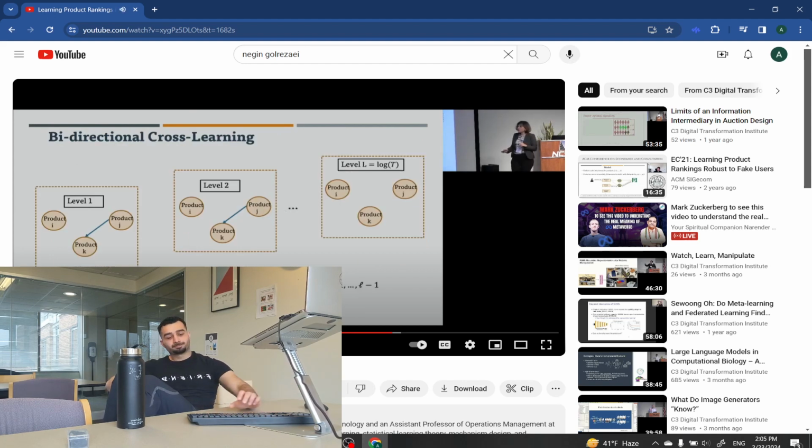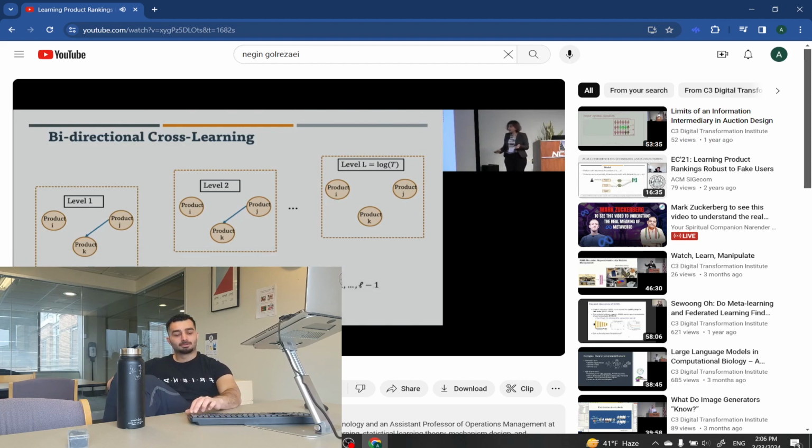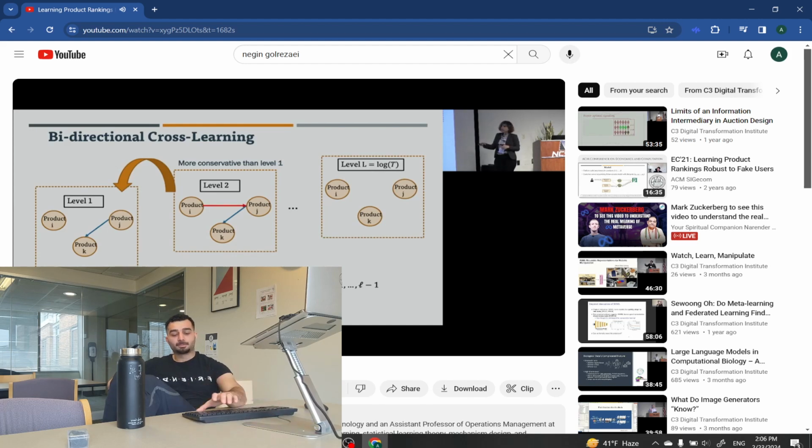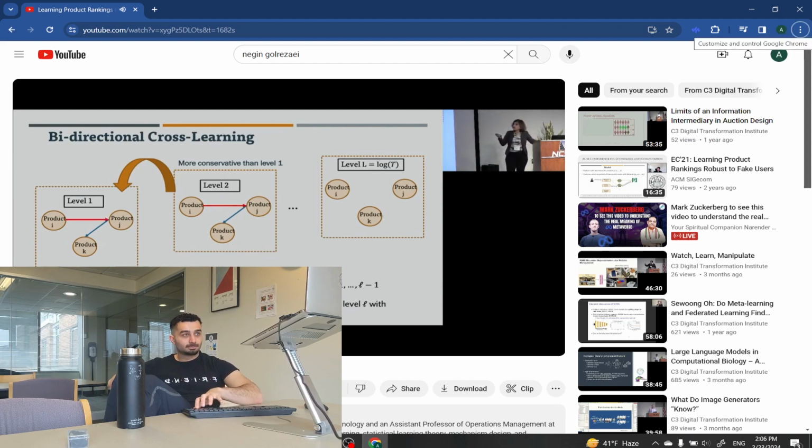Cross-learning. Any edges that I have at level N, I'm going to transfer to the lower levels. Here's an example: I know that level 2 is hopefully more conservative than level 1, and suppose that level 2 ends up adding an edge between product I and J. I'm just going to literally transfer this edge to level 1 as well. By doing that, I make sure that these lower levels also learn the correct edges.